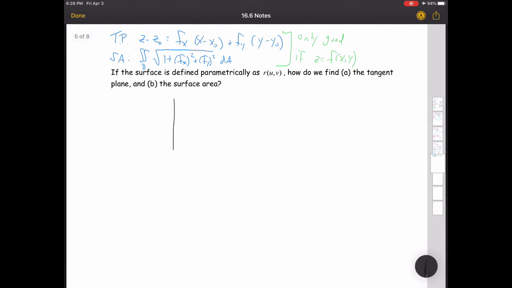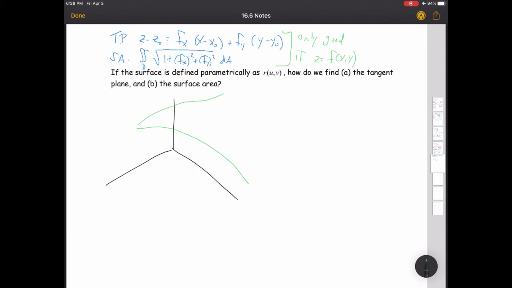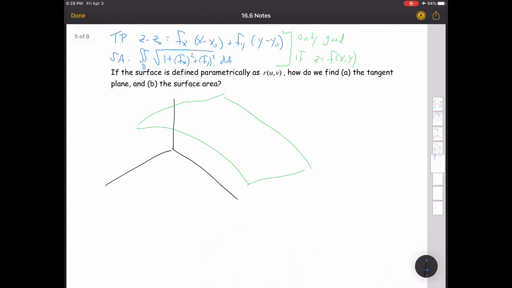So if we have some kind of a surface, let's try and keep it relatively simple here, just some kind of a thing floating up in space. If we have a surface and we want to find the tangent plane, well, in order to find a tangent plane, we really need two things. We need a normal vector and we need a point. Well, let's go ahead and put a point on here. Maybe right there. And we're going to call that point our x naught, y naught, z naught. What we still need is a normal vector to this.